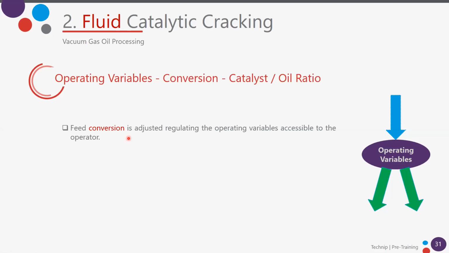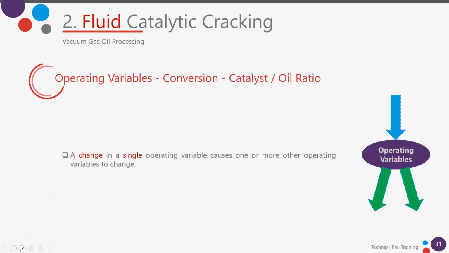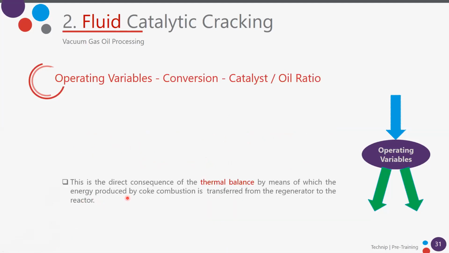Feed conversion is adjusted by regulating the operating variables accessible to the operator, okay? We will see now also what these operating variables that you can manipulate mean. A change in a single operating variable causes one or more other operating variables to change, as we have seen. And this is a direct consequence of the thermal balance, by means of which the energy produced by the coke combustion is transferred from the regenerator to the reactor.